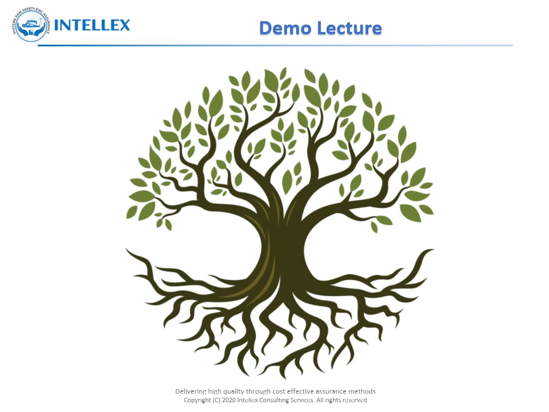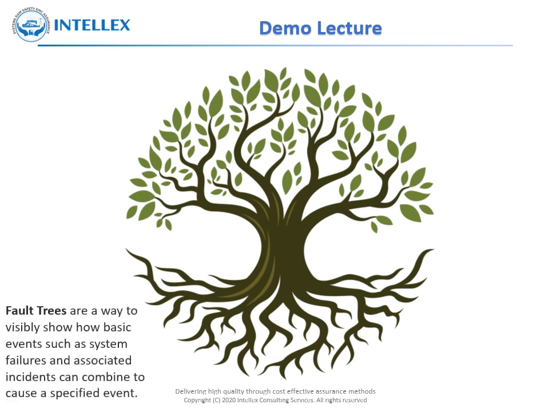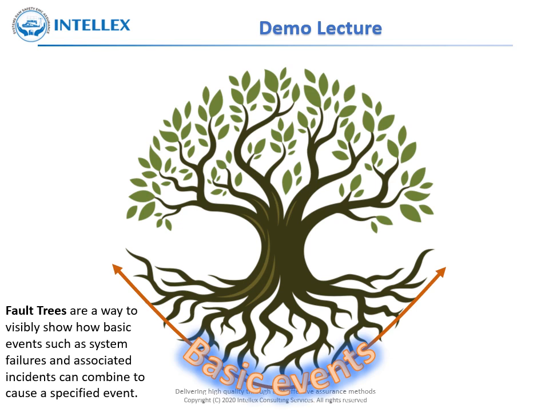We refer to our diagrams as trees because of the way that logical branches come together. In reality, fault trees tend to look like an upside-down tree, or perhaps more appropriately, the roots of a tree. Fault trees are a way to visibly show how basic events such as system failures and associated incidents can combine to cause a specified top event.